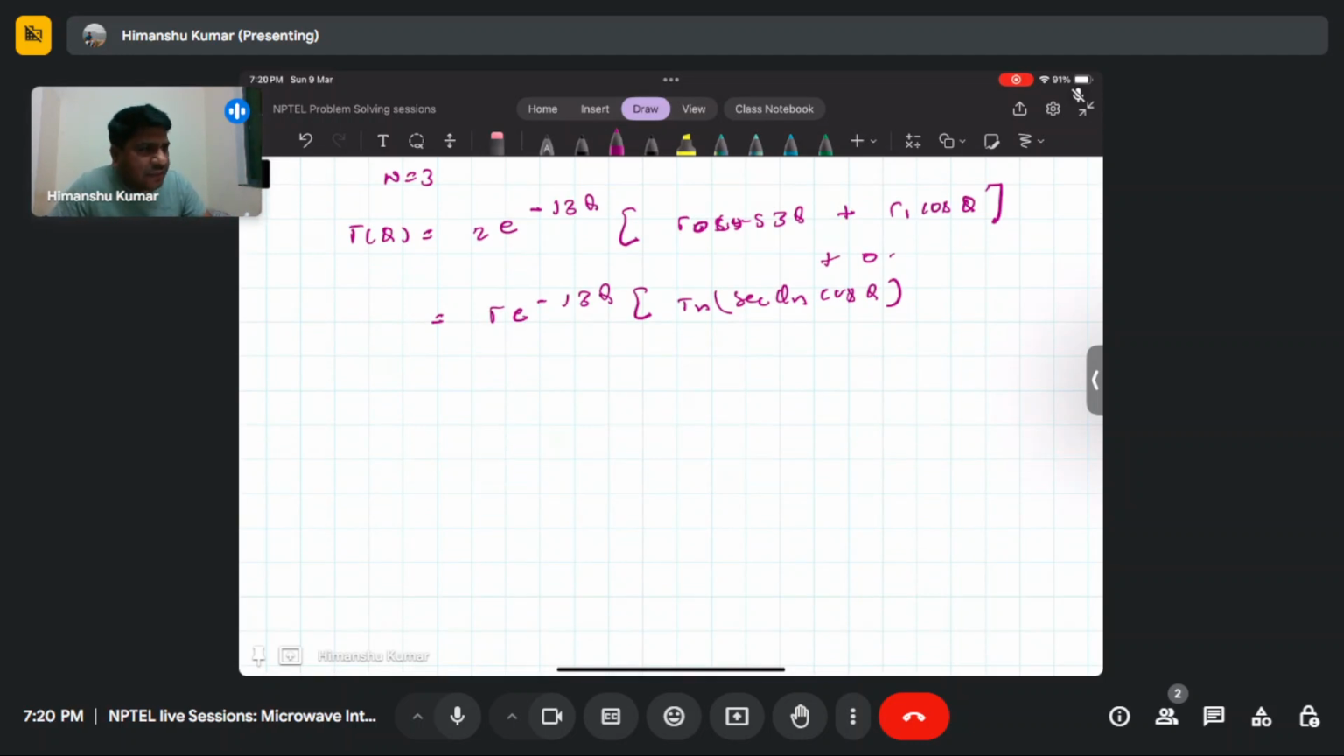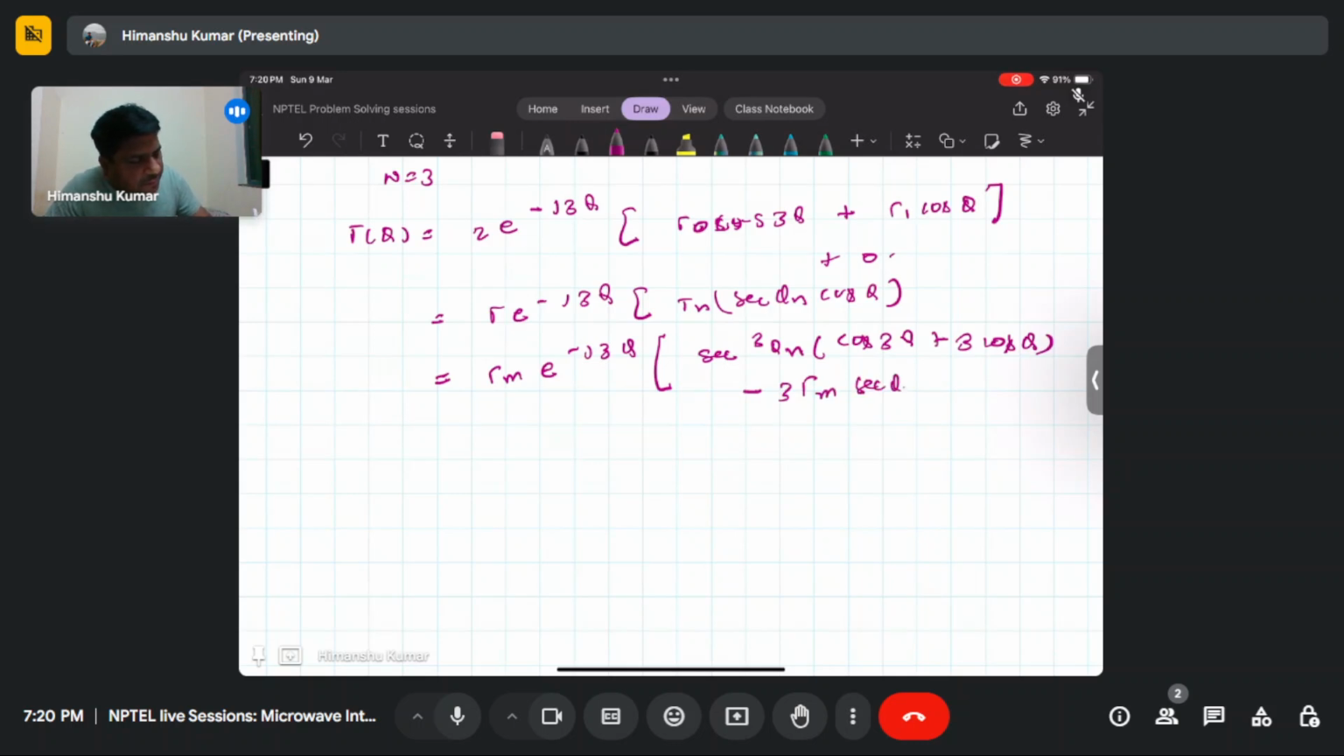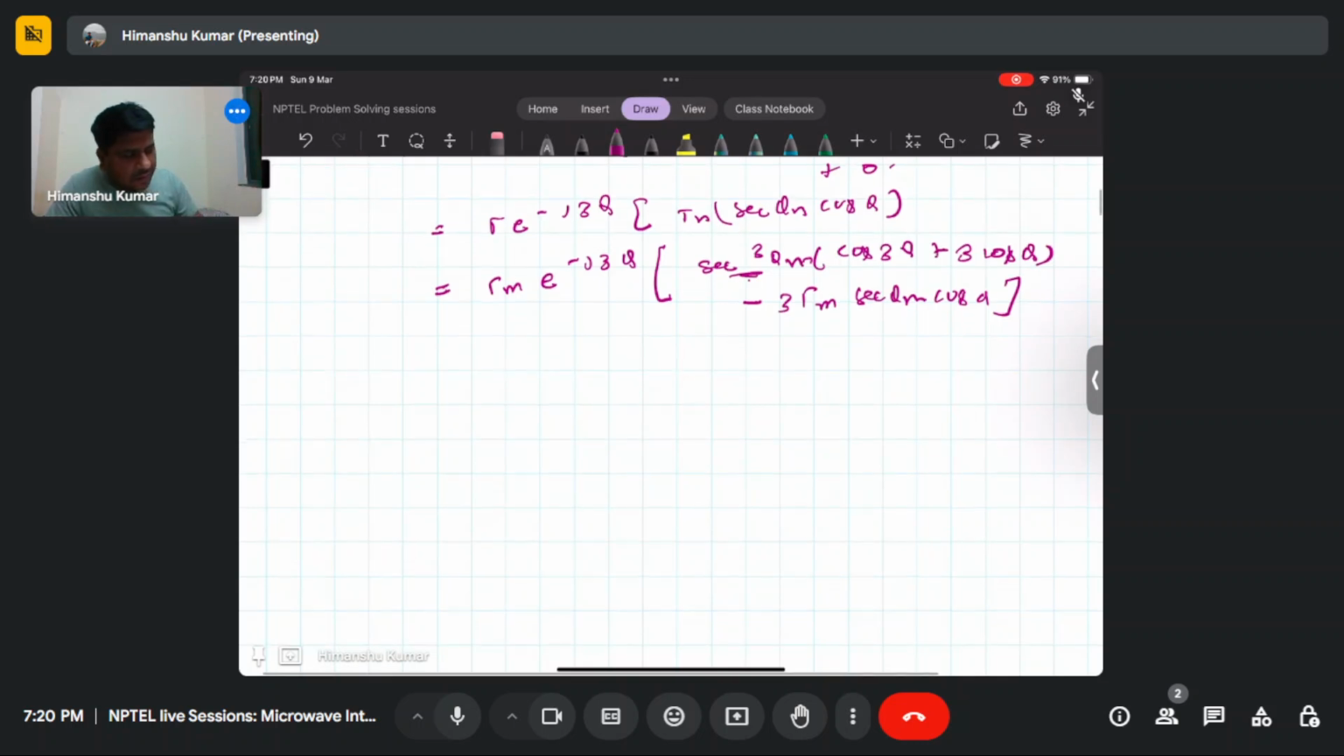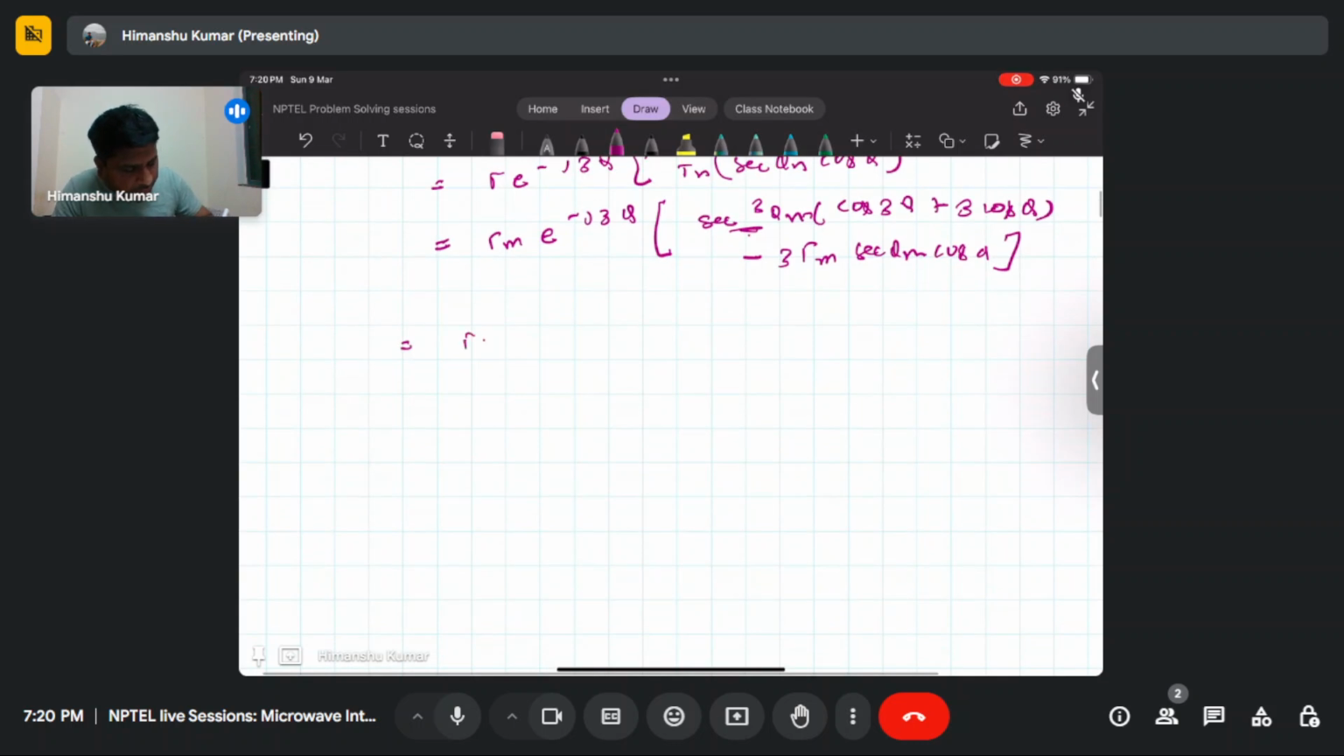If you expand this Chebyshev polynomial, this will become gamma m exponential of minus j3 theta, times sec cube theta m cos 3 theta plus 3 cos theta, minus 3 gamma m sec theta m cos theta. So now if we arrange the terms, the cos theta terms we can take together. This will become gamma m exponential of minus j times 3 theta.